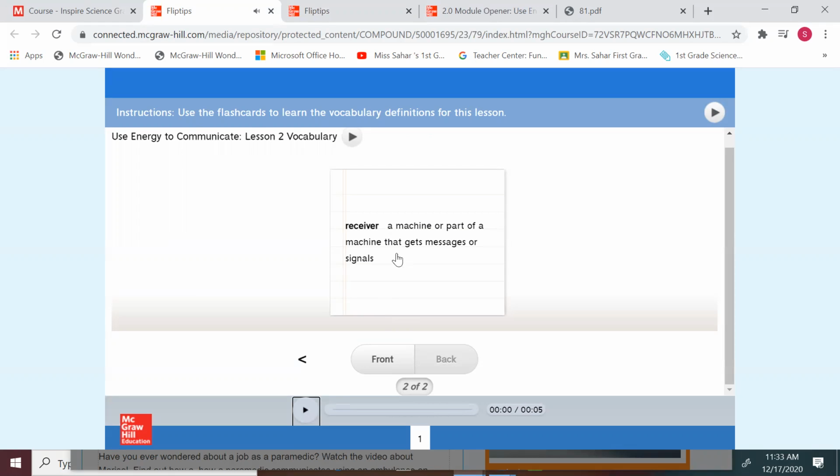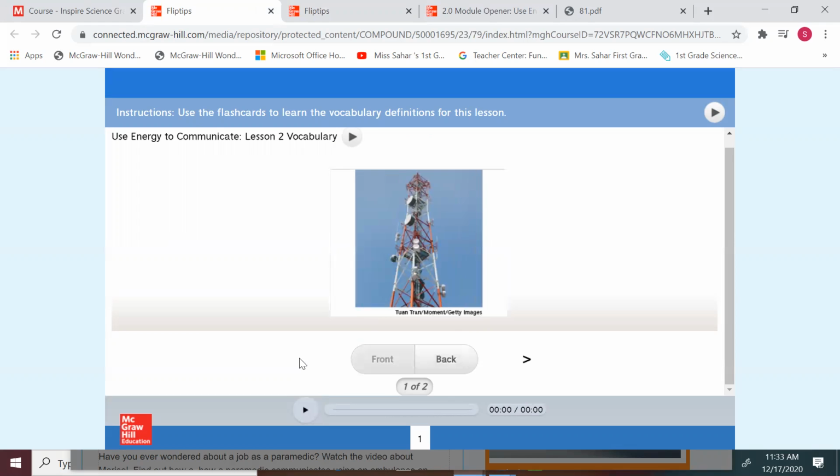All right, so this is also another device that people can communicate with. Because remember, communication changed over time. So now we have lots of devices and different ways to communicate. All right, let's see another one.